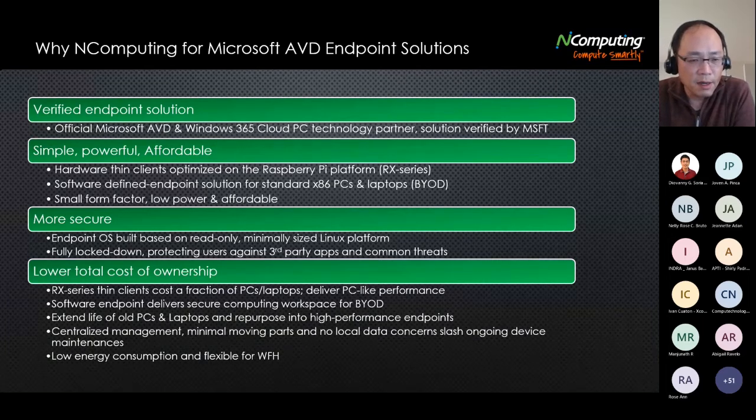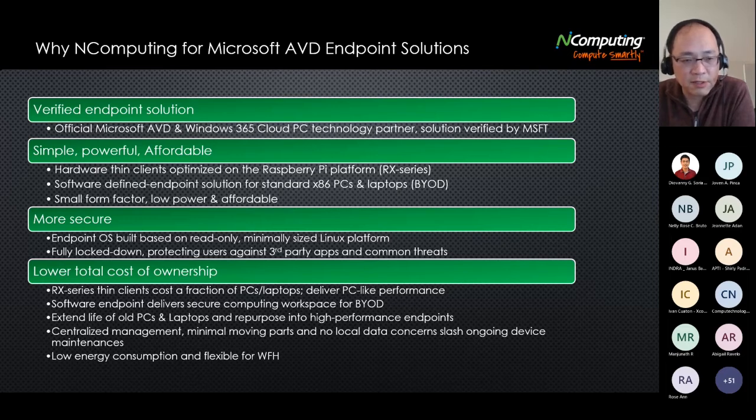Okay. More secure. If we look at both of our solutions, the software endpoint, LeafOS, or our hardware thin client, those are all based on the same operating system, Linux operating system. It's a fully locked down, read-only operating system. And the footprint itself, I think it's like 1.5 gigabytes for the full image, right? Compared to Windows, you need 4 gig. So the footprint is a lot smaller.